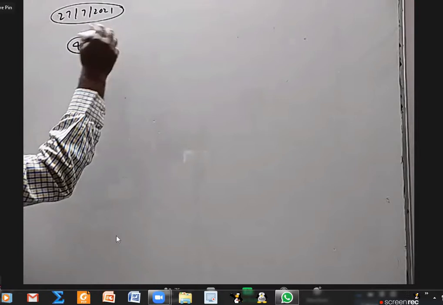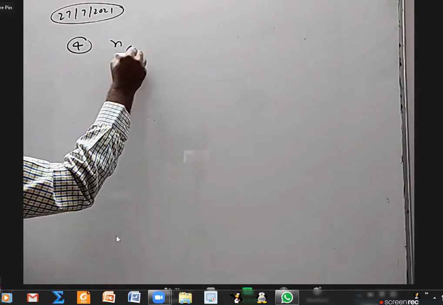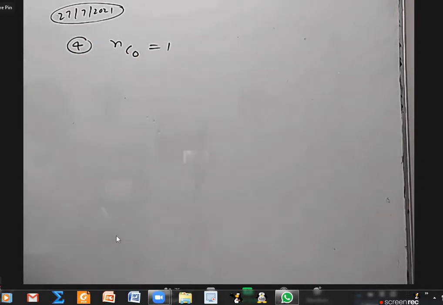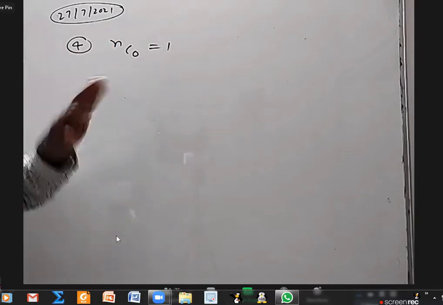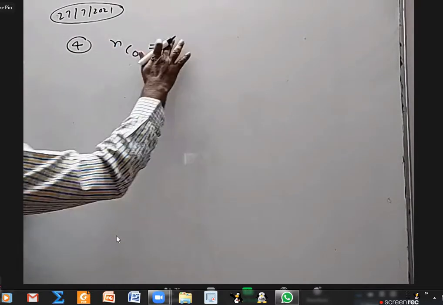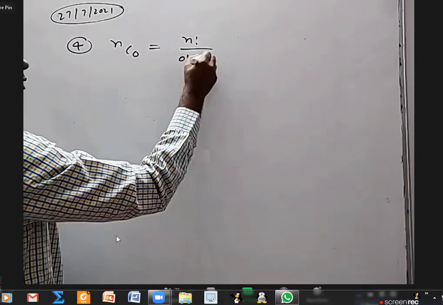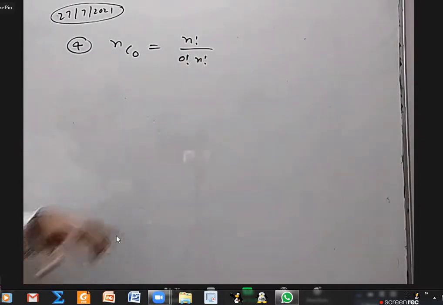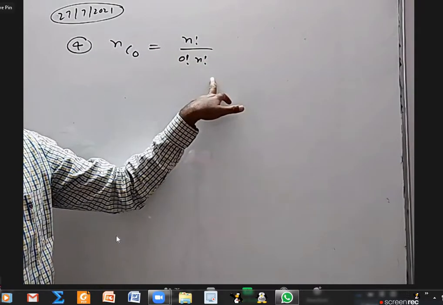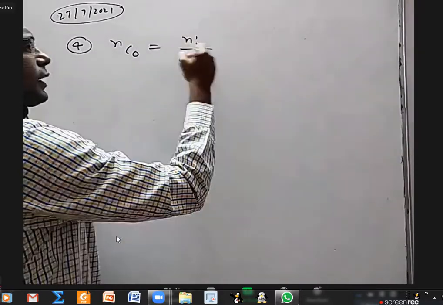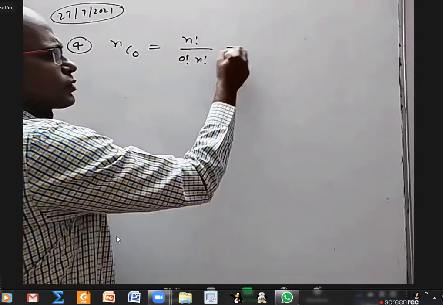Okay, now if I take NC0, it is always 1. Because from n items, if you want to select 0 items, it is 1 theoretically, or it is n factorial by 0 factorial into n factorial. According to the definition, n factorial by r factorial into n minus r factorial, where r is 0. So you can cancel this, and I told you to consider 0 factorial as 1. It is 1.